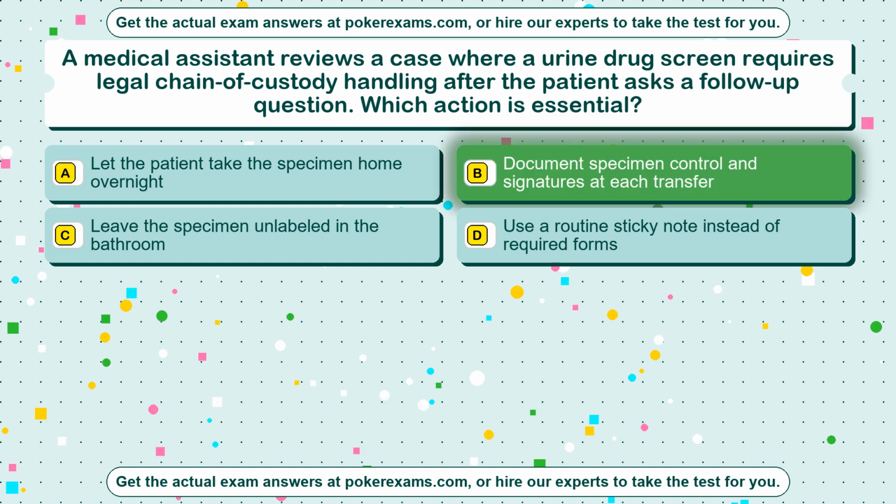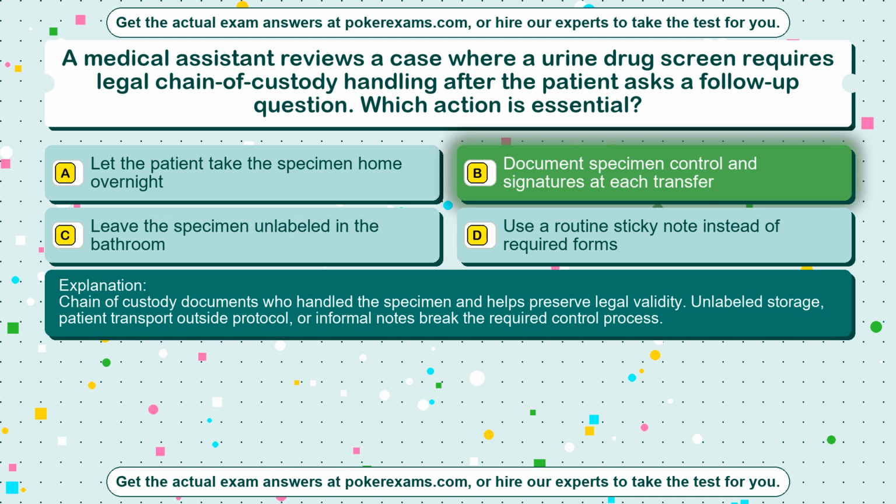The correct answer is option B, document specimen control and signatures at each transfer. Chain of custody documents who handled the specimen and helps preserve legal validity. Unlabeled storage, patient transport outside protocol, or informal notes break the required control process.